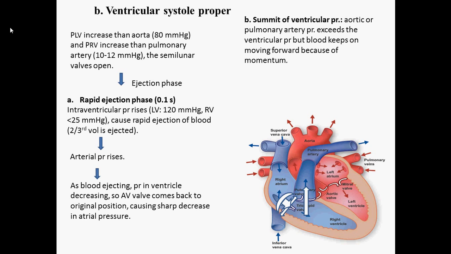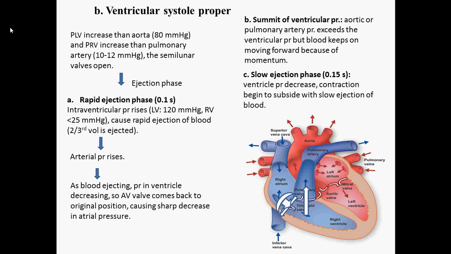So clear about the summit. So in this phase, even though the pressure of the pulmonary artery and the aorta slightly rises, because of the movement of the blood it is still entering into the arteries. Then there is a slow ejection phase, which is the last phase of the ejection phase.